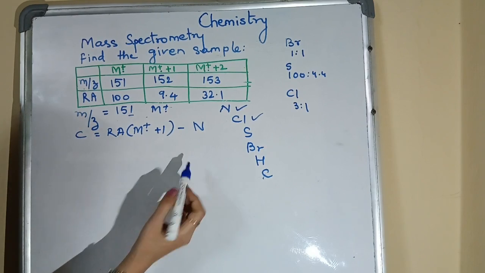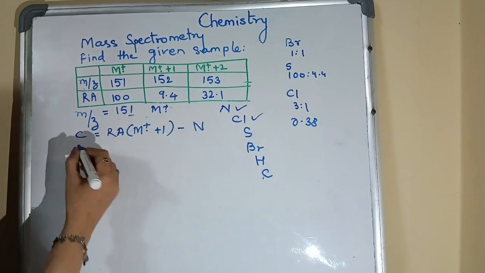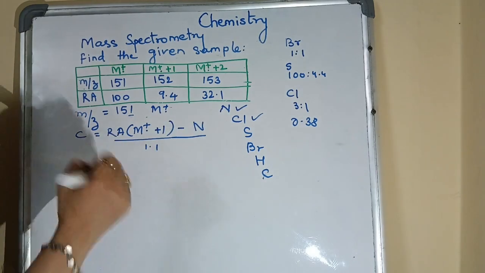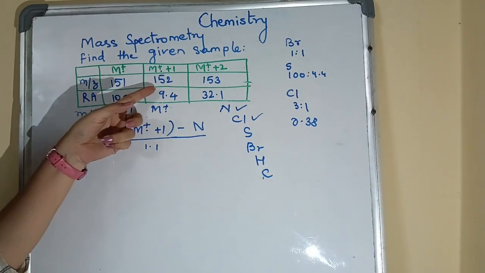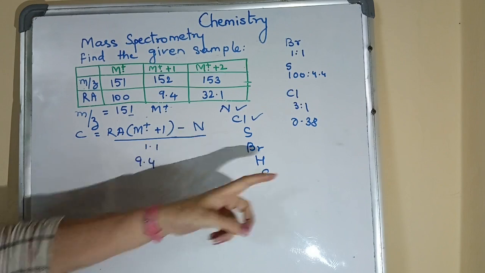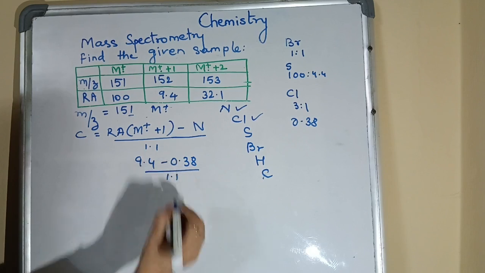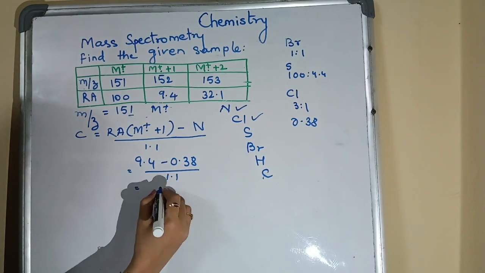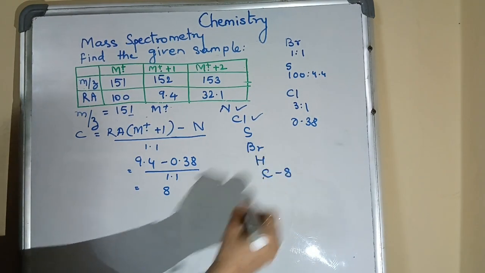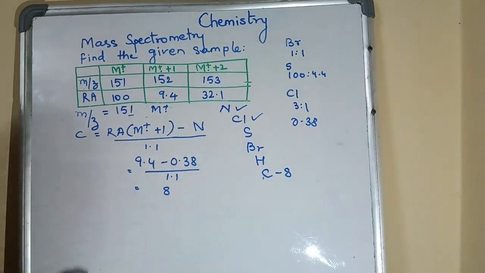Okay. Now this is a fixed value of 0.38 divided by the same thing 1.1. Now here relative abundance of M plus dot plus 1 peak is how much? 9.4. And contribution of nitrogen, it is 0.38 minus 0.38 divided by 1.1. What we get is 8. So how many carbons are present? 8. Now we have got nitrogen, we have got chlorine, we have got carbon. Now we have to find out hydrogen.